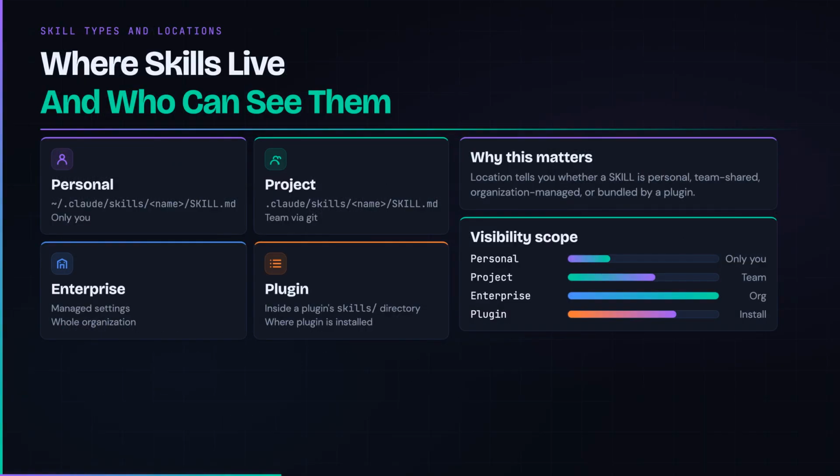Think of skill locations like who gets access to a shared playbook. Personal skills live at ~claude/skills/name/SKILL.md, and only you see them. Project skills live at ~claude/skills/name/SKILL.md, so the team sees them through Git. Enterprise skills come from managed settings, so the whole organization sees them. Plugin skills live inside a plugin skills directory, visible wherever that plugin is installed. Location decides whether the workflow is private, shared, managed, or bundled.